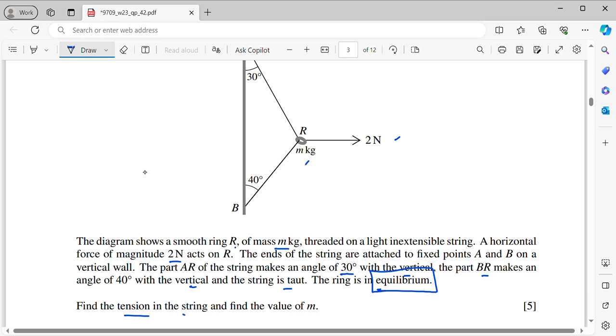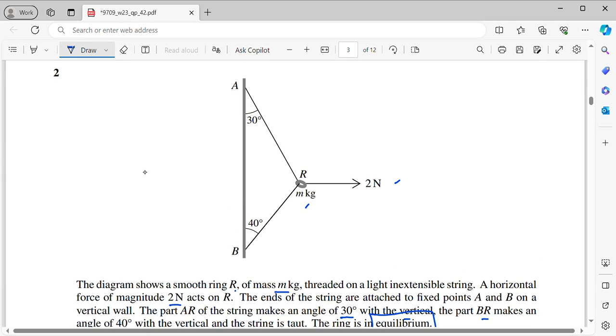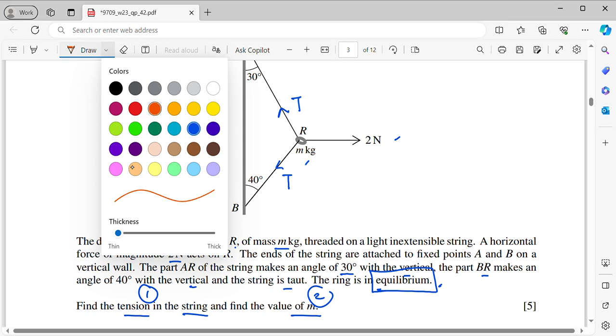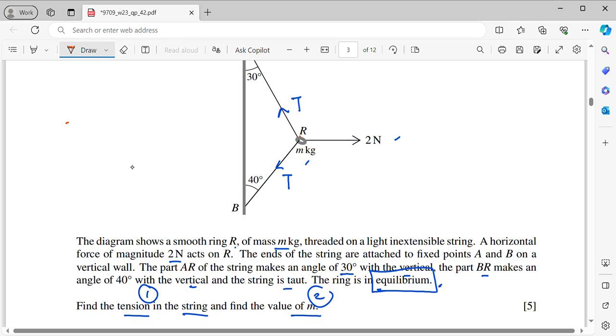Find the tension in the string, that is the first part, and the value of M, this is the second part. Okay, so from here, since it is the same string attached to A and attached to B, that means I will have the T here, the tension of the string. Now, since this is in equilibrium, that means it is not moving. So now I need to resolve the forces vertically and horizontally.